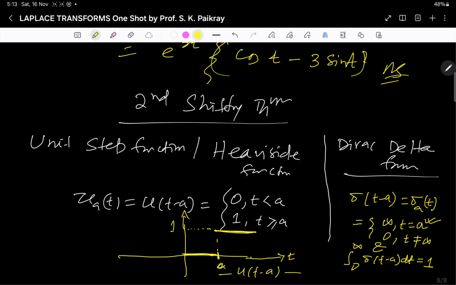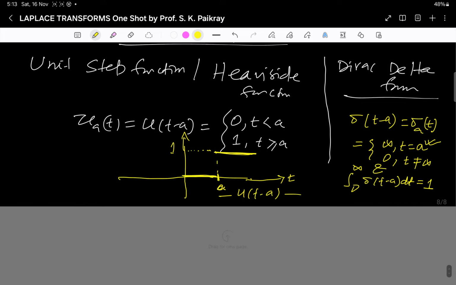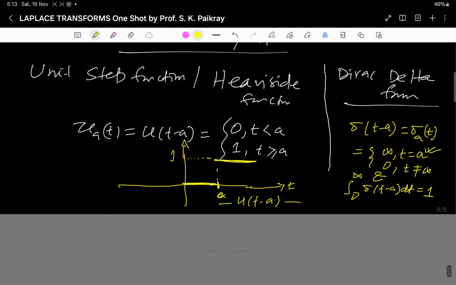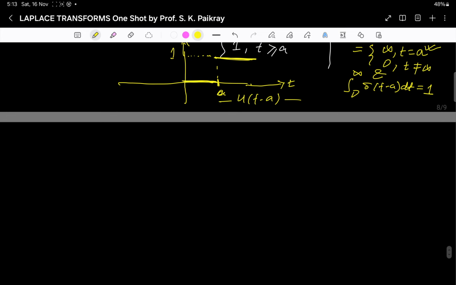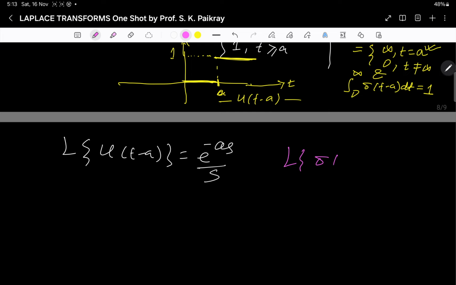Okay. The details of the Heaviside function and Dirac delta function I will tell in a separate video. However, I tell you here what the Laplace transform is. What is the Laplace transformation of u(t minus a)? It is e to the power minus as by s. Accordingly, what is the Laplace transformation of delta(t minus a)? It is simply e to the power minus as.